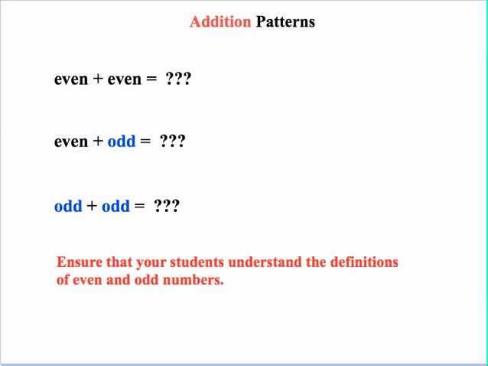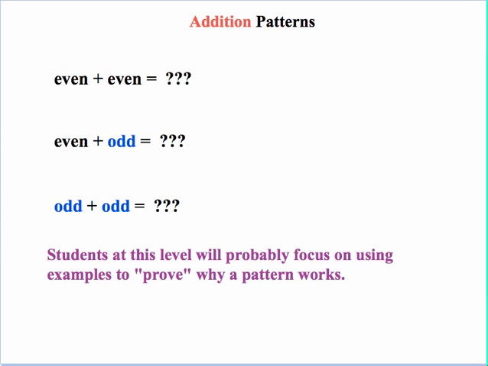What about what happens when we add even and odd numbers? Even plus even, what happens there? If we add an even plus an odd number, what happens there? Or an odd plus an odd? Of course, the first thing that we need to make sure of is that students understand the difference between even and odd numbers. They need to know the definitions. Students at this level are probably going to focus on examples to prove why a pattern works.